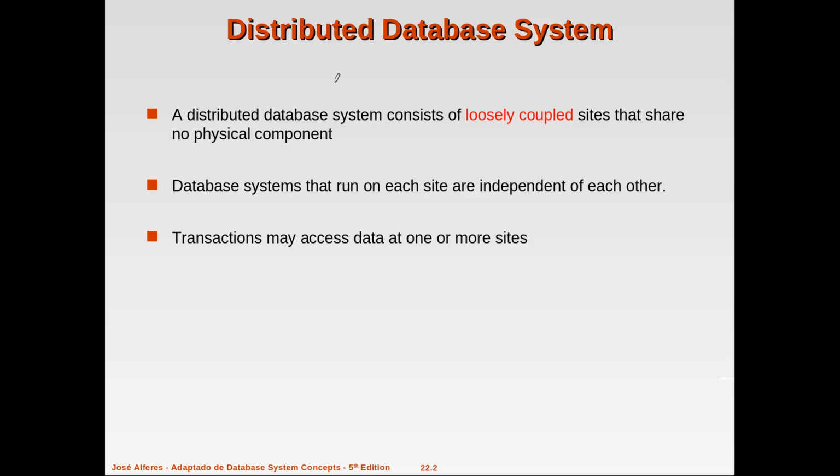So what do you mean by a distributed database system? It is actually a database system which consists of loosely coupled sites that do not share any physical component. Loosely coupled architecture means the sites or the nodes will not be sharing any physical memory portion or any disk portion. That means they are not using them in a sharing mode.